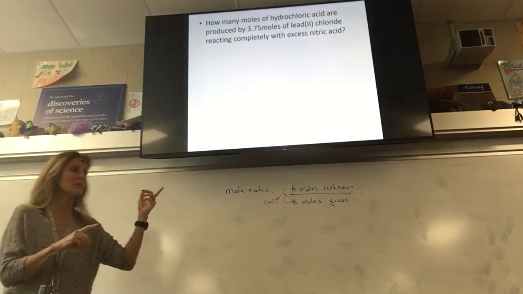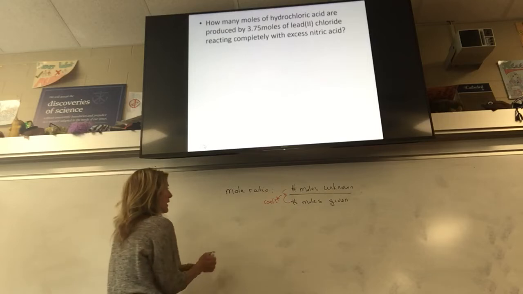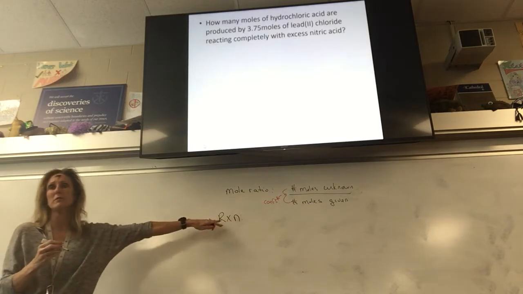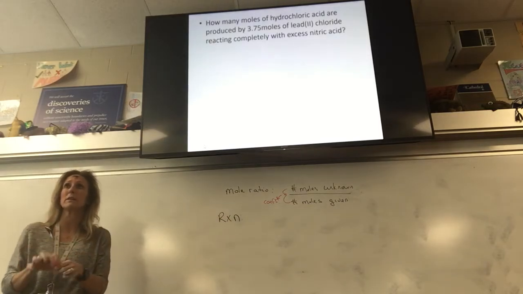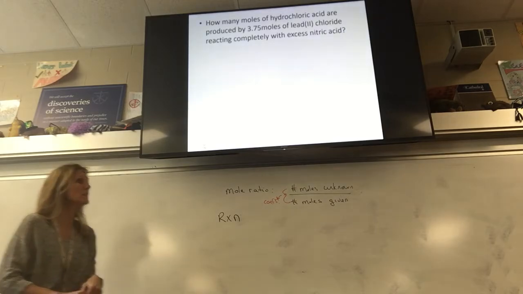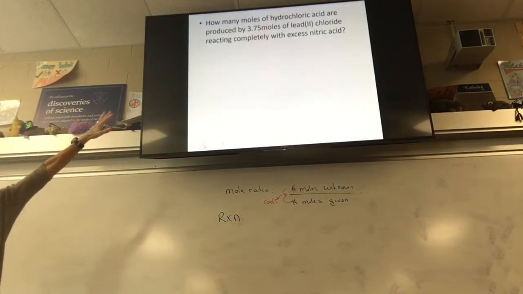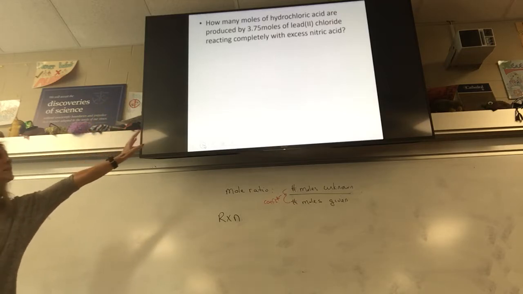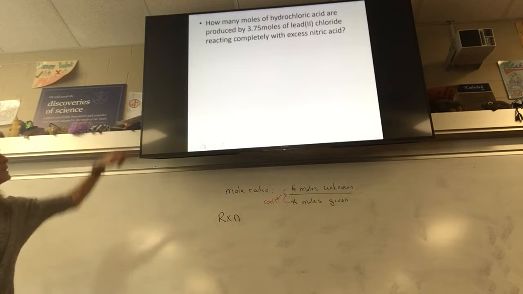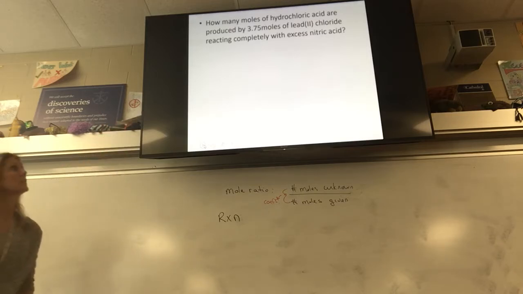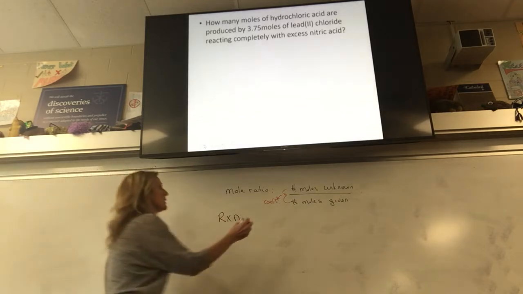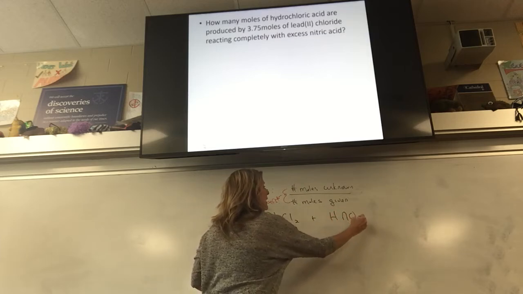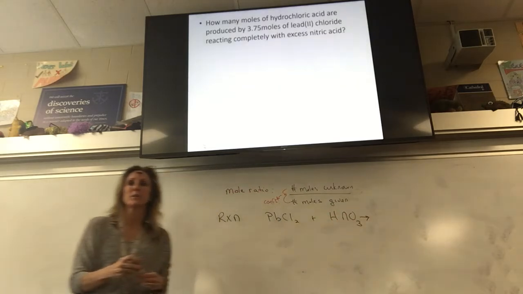And so in this case, the first step is we want to write out and balance our chemical reaction, and I'll usually always give you a little RxN to remind you to write that out and get it balanced. So reading through here again, it's asking us how many moles of hydrochloric acid are produced. So that's going to be a product. And then it says we have lead(II) chloride reacting completely with excess nitric acid. So one of our reactants is lead(II) chloride, and then we have nitric acid.